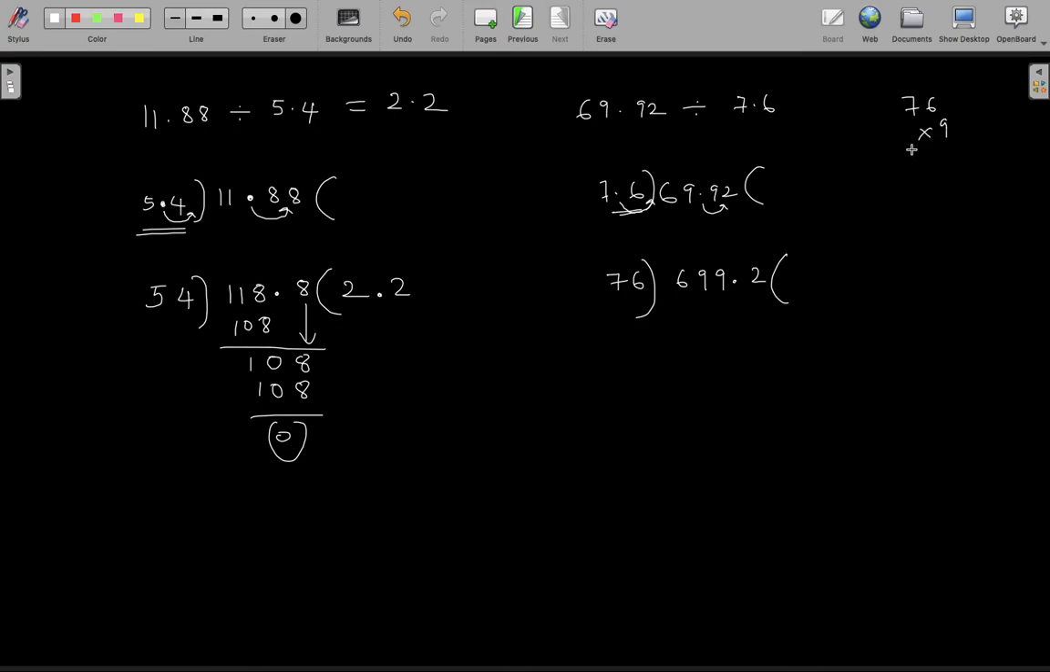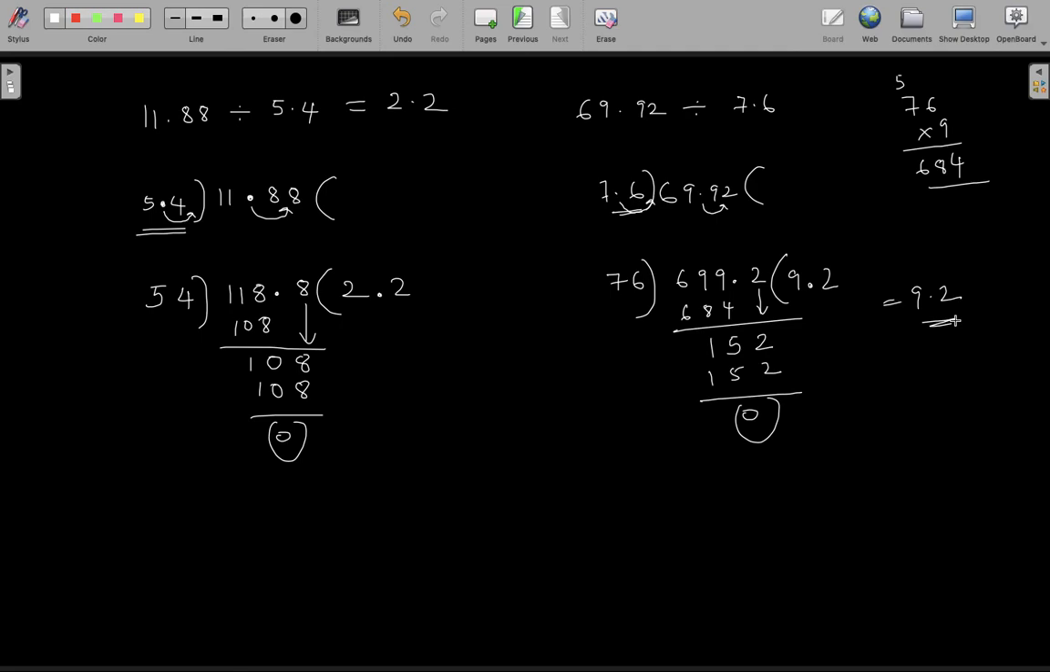Now let us work out something here. 76 times 9 is 684. 9 minus 4 is 5. 9 minus 8 is 1. Now I want to bring down this 2. But this 2 is after the decimal point. So I will be keeping a decimal point here also. Now 76 times 2 is 152, leaving you with a 0 remainder. So the answer in this case is 9.2.